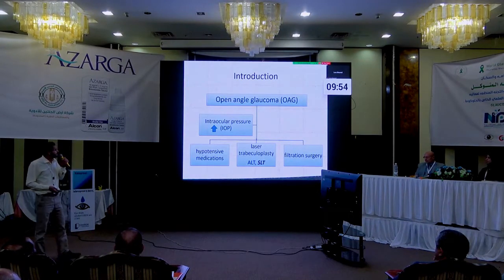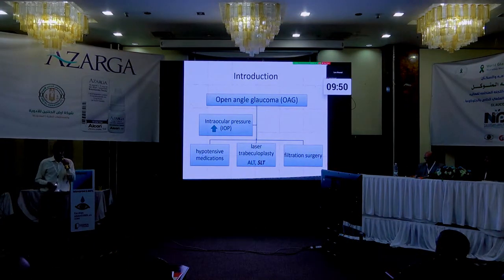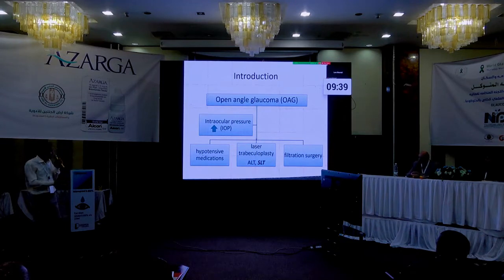As we all know, in open angle glaucoma, elevated intraocular pressure is the common indicator for the diagnosis and the progression of the disease. And this can be managed by hypotensive medications, laser trabeculoplasty, and filtration surgery.